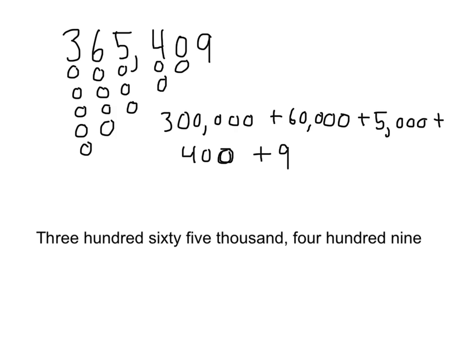And here are our words. We have 365,409. And again, we read that 365 first. We write it first. That comma means 1,000. And then we read the last three numbers, 409. And that is the way to turn a standard form number into expanded form and to word form.